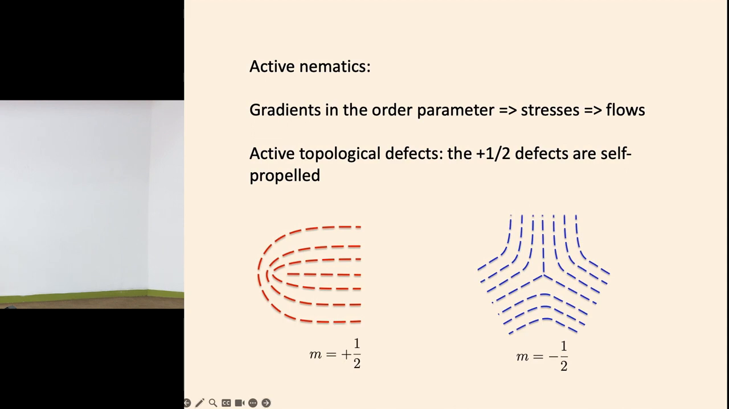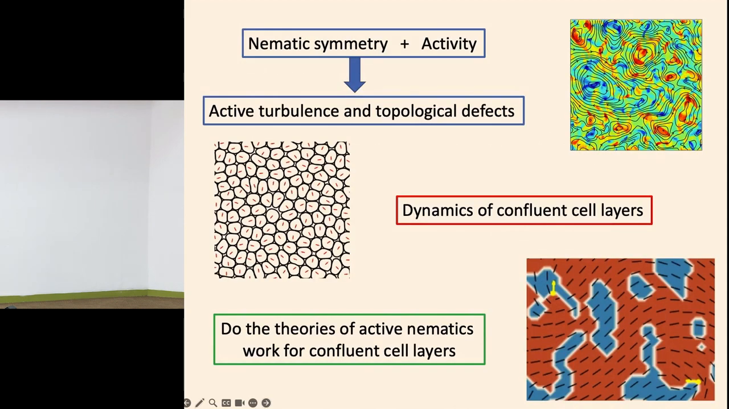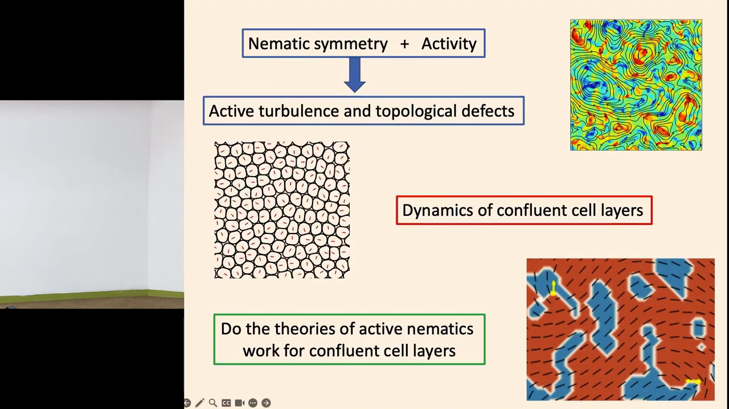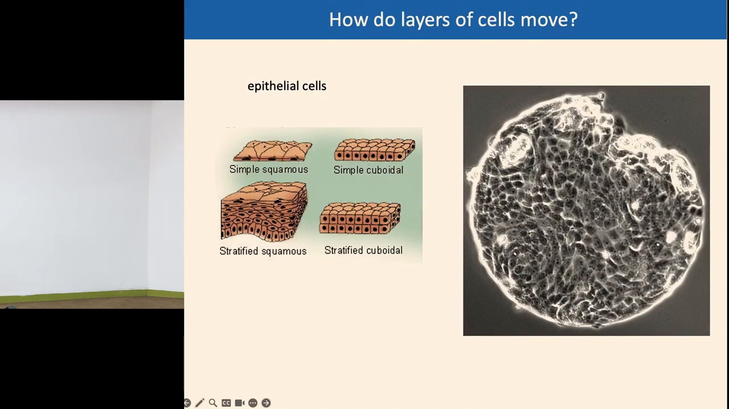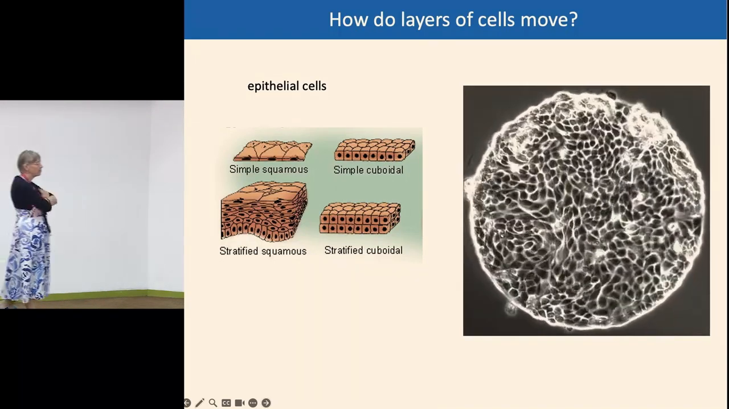Okay, so that's a summary of active nematic physics. Now let's think a bit about these confluent cell layers. So what I'm talking about is epithelial cell layers. Epithelial cells line the organs of the body, and they're a very important sort of tissue in the body. I always think of them as squishy cells. They tend to form layers in the body, and you can take them out and put them on a Petri dish, and what you end up with is something like this. And this has dynamics which, again, looks chaotic.